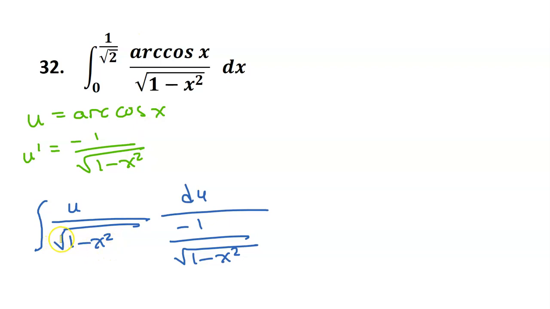Notice that we have a square root of 1 minus x squared in the numerator and the square root of 1 minus x squared in the denominator. So when we multiply these straight across, these will cancel each other out. That's just going to leave negative 1, which we can put in the front. So I will have a negative 1, and then the integral of u du.